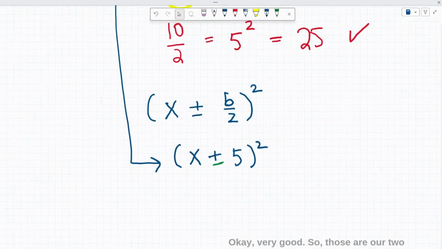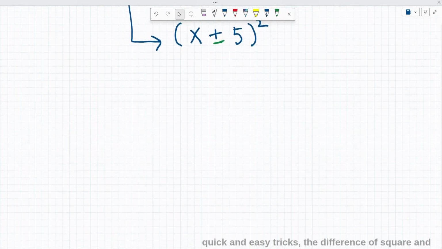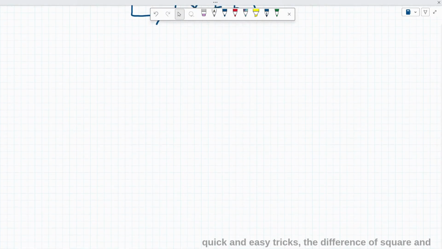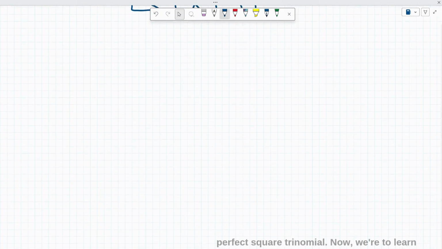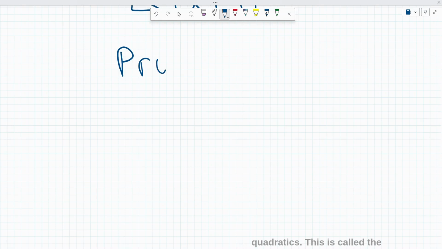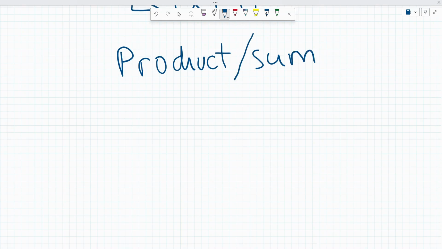Okay, very good. So those are our two quick and easy tricks, the difference of squares and perfect square trinomial. Now we're going to learn something new that's more applicable to more quadratics. This is called the product sum rule. So let's see what that looks like.